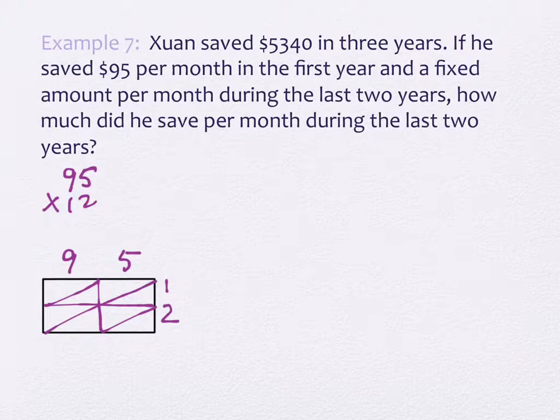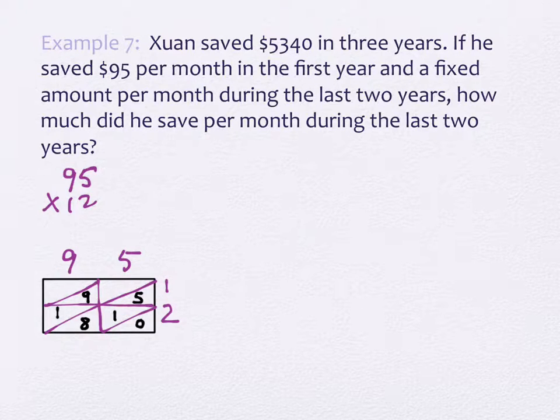And we're going to multiply each of the row and column combinations. So the top one is a 9, and it's on row 1, so 9 times 1 is 9, and we put it in the lower right-hand box. 5 times 1 is 5, lower right-hand box. 9 times 2 is 18, so we've got a 1 on the top and an 8 on the bottom. And then 5 times 2 is 10, so 1 on the top, 0 on the bottom.